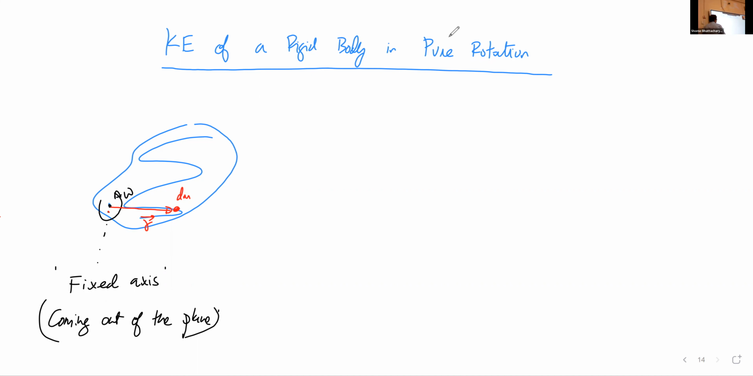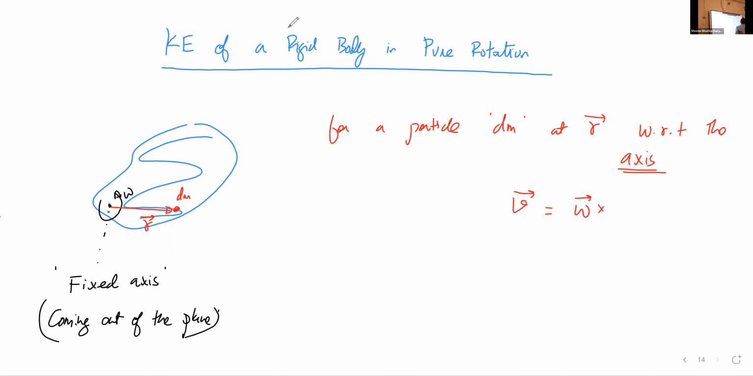So for a particle of mass dm at position vector r with respect to the axis of rotation, not with respect to any particular point, but with respect to the axis of rotation, what is the instantaneous velocity? Its speed is r omega, correct?